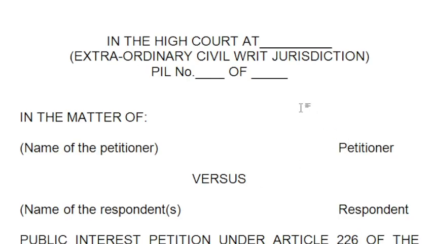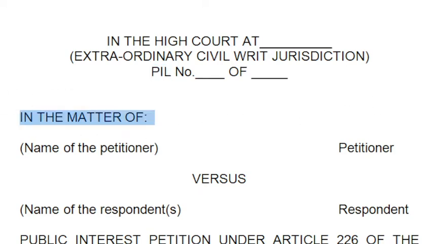So let us come to the format. Whenever you file a PIL, you can go to the High Court. You have to mention the place of the High Court. Whenever you file a PIL, it has extraordinary civil writ jurisdiction. You are filing this PIL so that the court can order something. For that order, you are telling the court to exercise the writ jurisdiction in order to provide justice in public interest litigation.